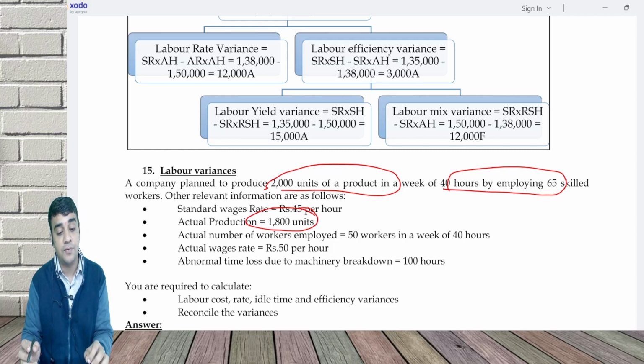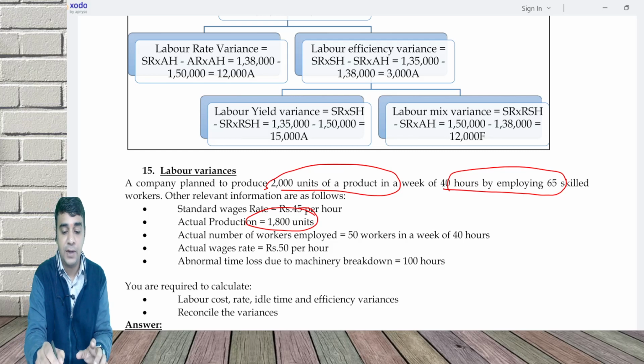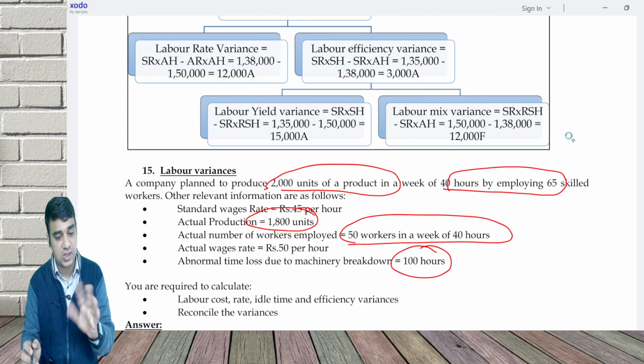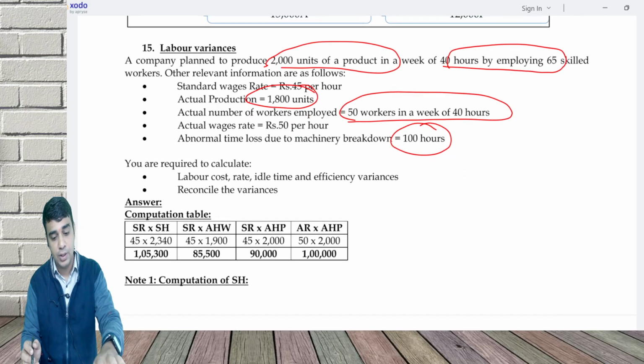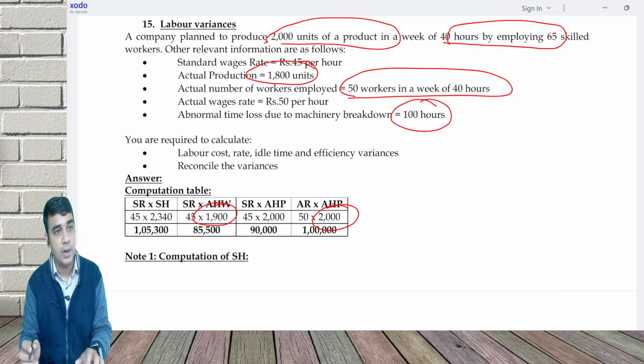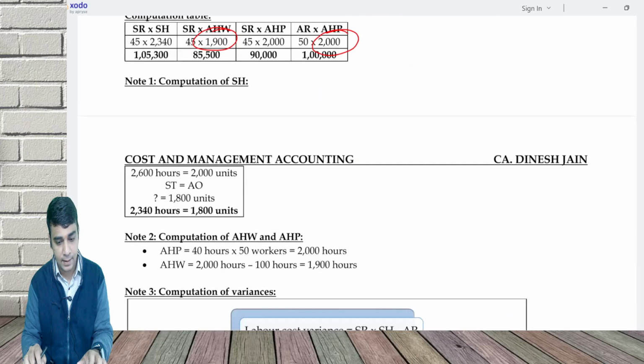Actual hours worked and actual hours paid have a small difference. Paid is 50 into 40. Worked is less; in this 100 hours you are losing. This is a single labor, no multiple labor scenario. So 2000 is the AHP, 1900 is the AHW, RSH is 2340, SR is directly given, AR is directly given. Any doubts on this?